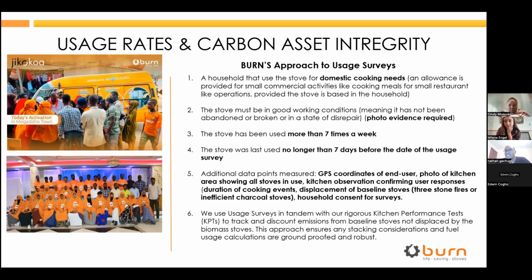And this now feeds into the ongoing conversation on stove stacking across Africa. I can pause there if there are any questions, or I can just proceed, Melena.